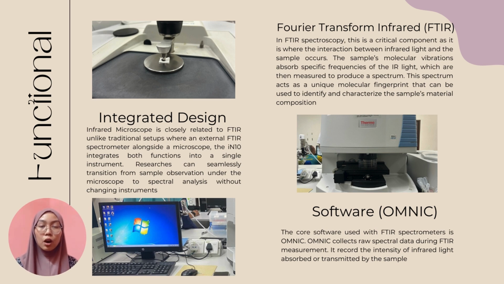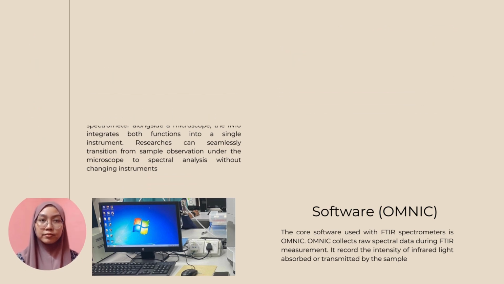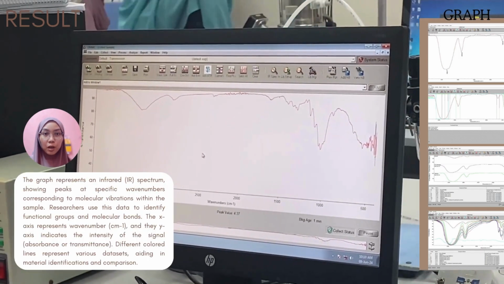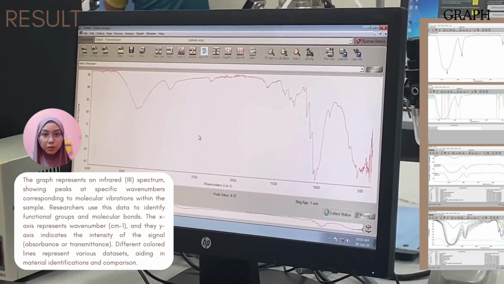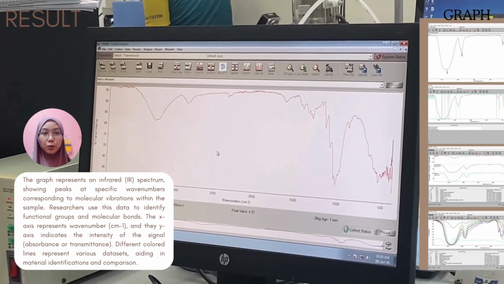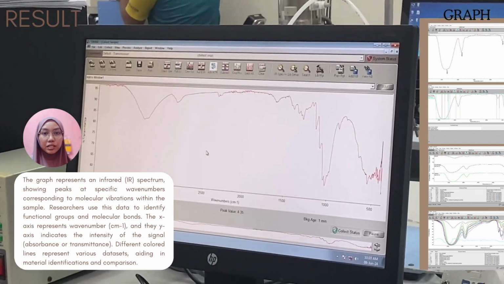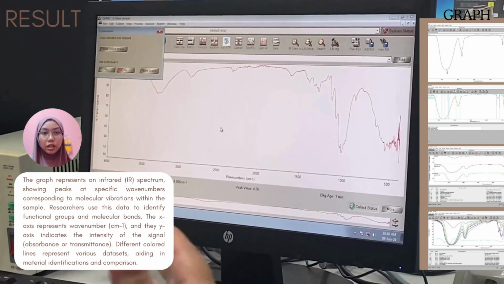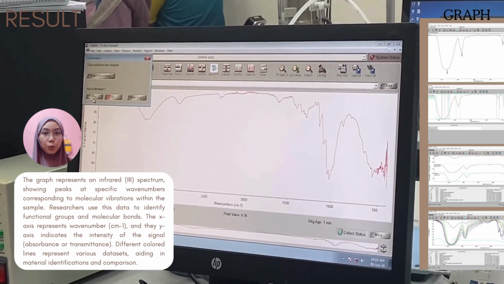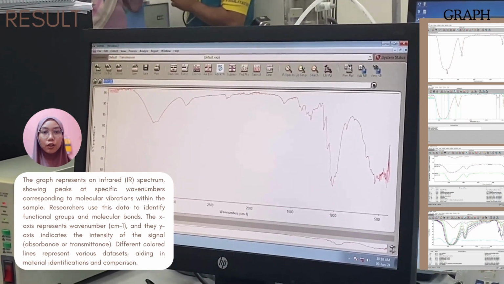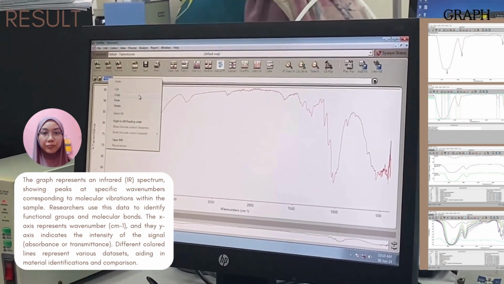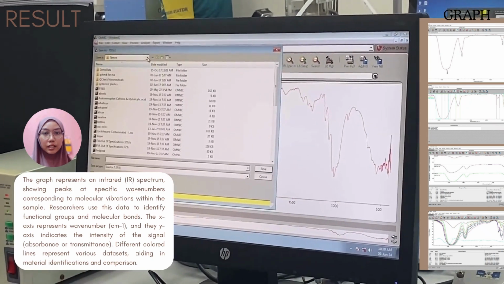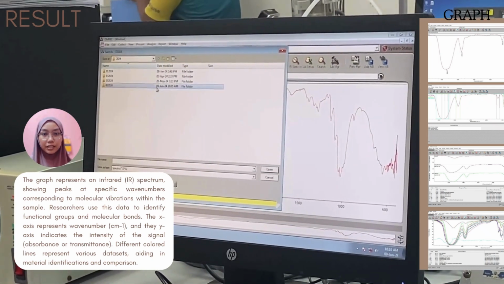The software Omnic collects raw spectral data during FTIR measurement, recording the intensity of infrared light absorbed or transmitted by the sample. So about the result, we have a graph which represents an infrared IR spectrum showing peaks at specific wave numbers corresponding to molecule vibration within the sample. Researchers use the data to identify functional groups and molecule bonds. The X axis represents wave number and the Y axis indicates the intensity of the signal absorbed or transmitted. Different color lines represent various data sets aiding the material identification and comparison.